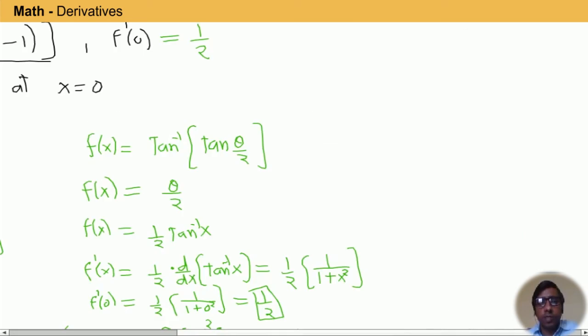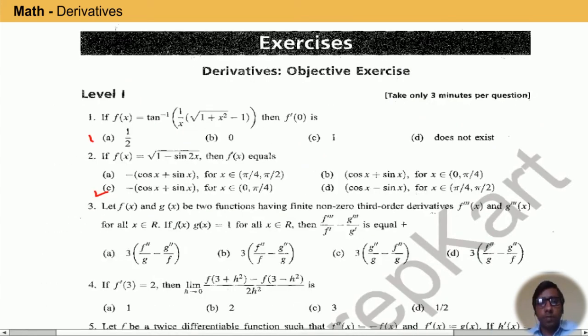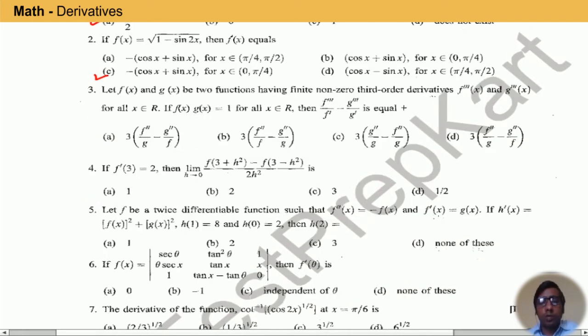The second question, option C is correct. Okay, now let us discuss question number 4. It says if f'(3) equal to 2, then limit h approaches 0 of f(3 plus h square) minus f(3 minus h square) divided by 2h square is. In option A we are having 1, then 2, 3, 4, and 1 by 2.